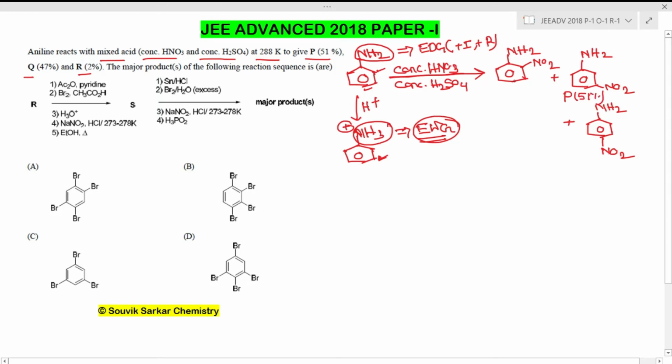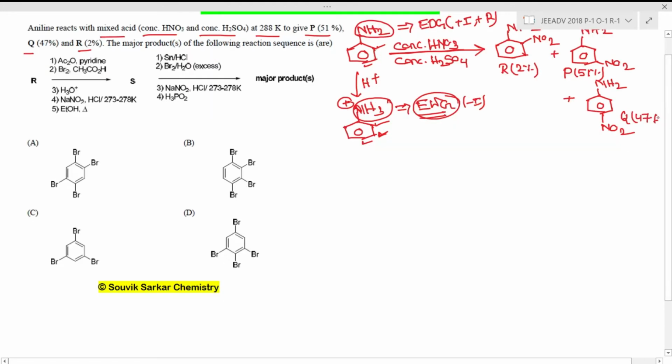And among the ortho isomer and para isomer, the effect of this electron withdrawing group, that is minus I effect, will be much more prominent at the ortho position compared to the para position. So the ortho position will be the lesser product, that is it should be R, only 2%, and the para is our Q, 47%.